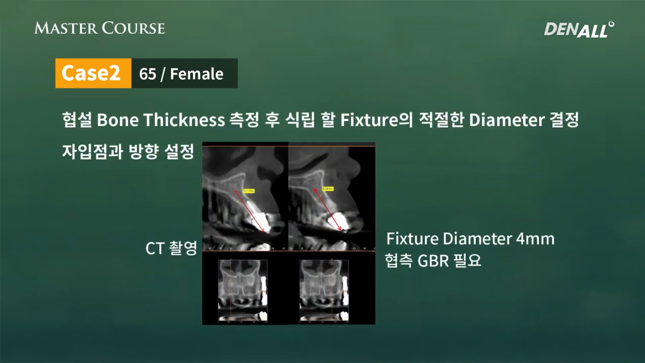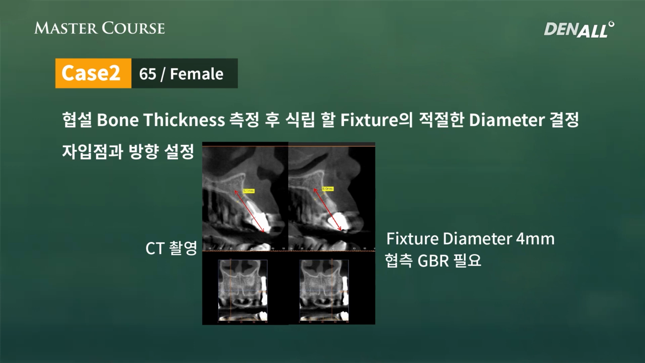On CT, the reason why we take CT is to check the buccolingual bone thickness and to determine the appropriate diameter for the fixture to be placed. By checking the CT, you can check the bone and set the entry point and direction. If you look, the bone width in number 12 is 5.1, and in 22 it is 6 millimeters. In general, if you want to place a 4 millimeter fixture, the bone width necessary is 6 millimeters.